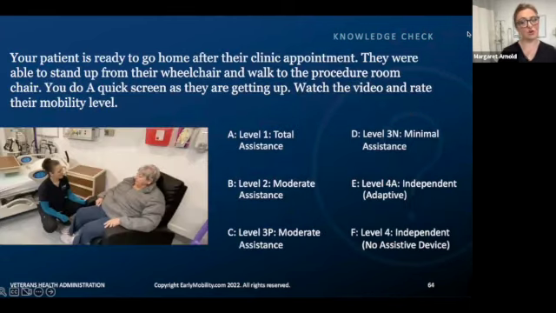Your patient is ready to go home after their clinic appointment. They were able to stand up from their wheelchair and walk to the procedure room chair. You do a quick screen as they're getting up. Watch the video and rate their mobility level.